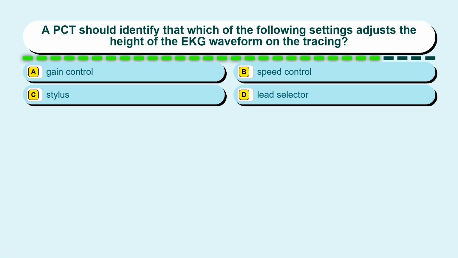Question 13. A PCT should identify that which of the following settings adjusts the height of the EKG waveform on the tracing. Option A. Gain control. Option B. Speed control. Option C. Stylus. Option D. Lead selector.